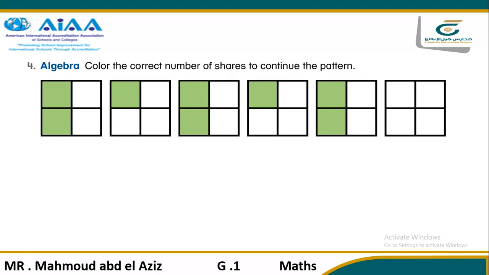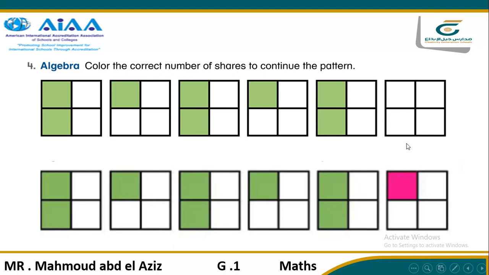Another question, color the correct number of shares to continue the pattern. The first shape here we have 2 fourths. Excellent. Or 2 quarters. And the second shape, it equals what? 2 out of 4, which equals 1 half. Here we have just one quarter. Here half, here quarter, here half. So here we write what? Fourths or quarter. Excellent. So we will color this shape.